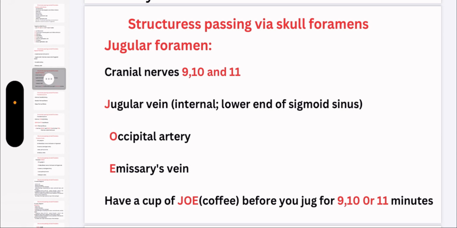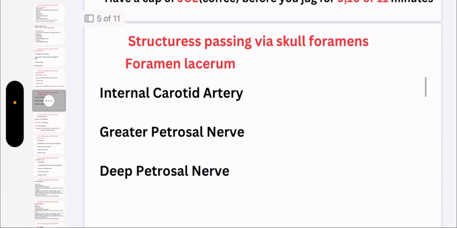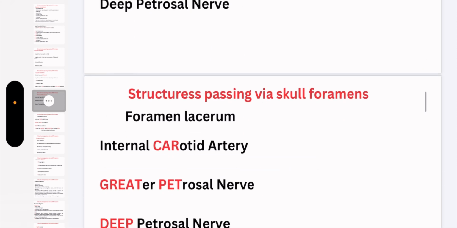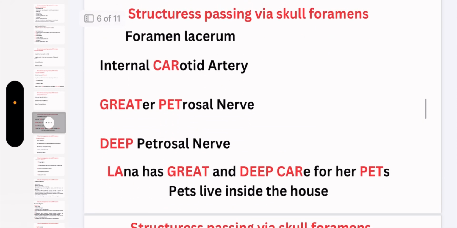Stupid way to memorize, but there's nothing you can understand here. You have to memorize this stuff. So "joe" gives you jugular vein for J, O for occipital artery, and E for emissary. And you can remember the cranial nerves by remembering 9, 10 or 11 minutes. So the whole mnemonic is: have a cup of joe, which means coffee, before you jog for 9, 10 or 11 minutes.